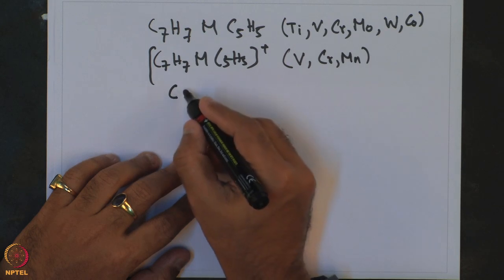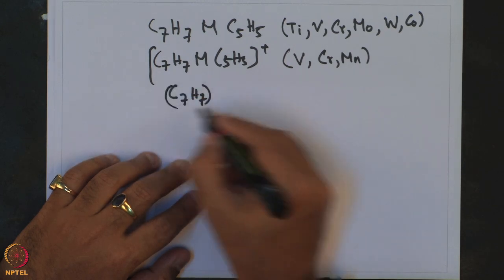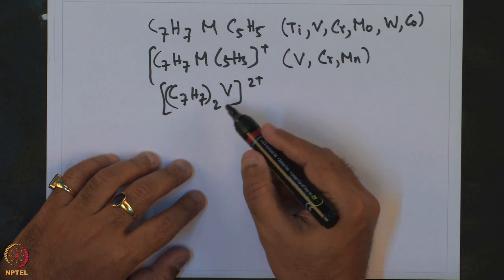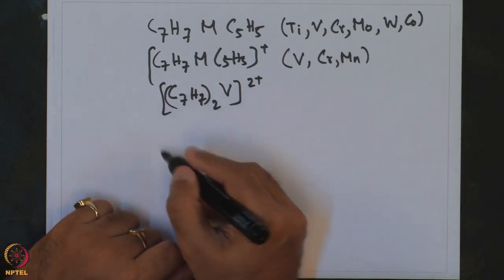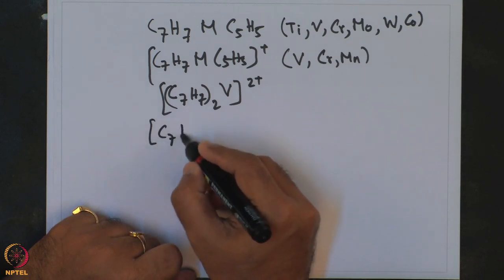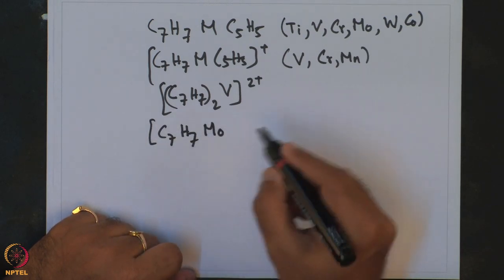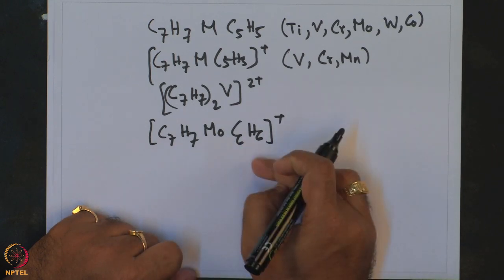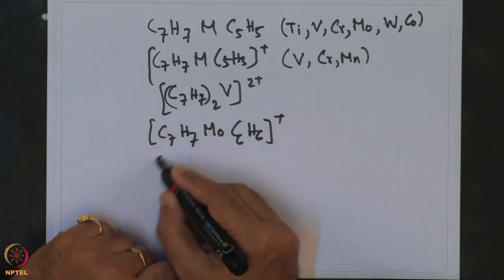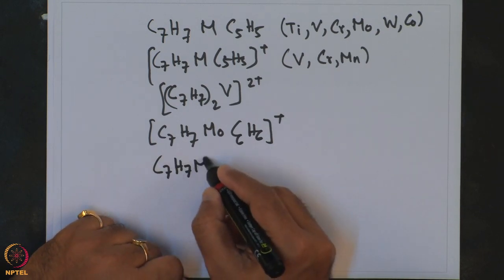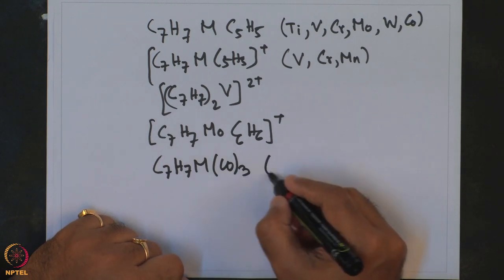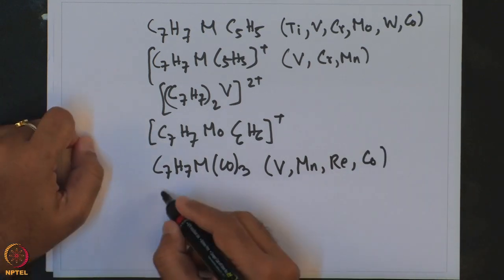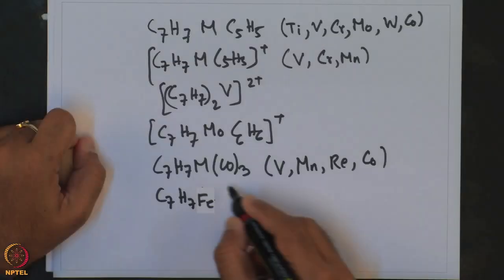Then bis C7H7 whole V 2 plus, this is the bis of C7H7 bound to vanadium 2 plus. Then comes C7H7 Mo C6H6 plus. So, this is a 7 membered ring, 6 membered ring mixed ligand system with molybdenum. C7H7 M CO3. This is seen for vanadium, manganese, rhenium, cobalt. C7H7 iron CO4.